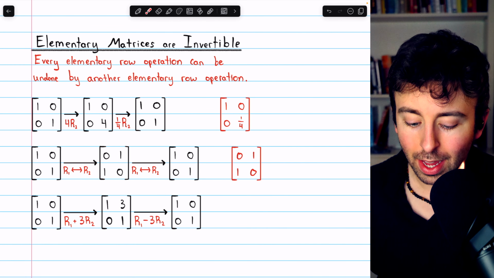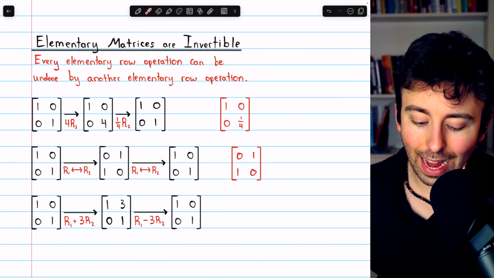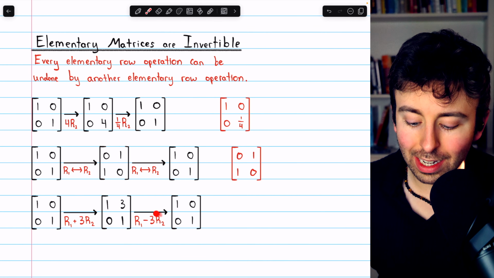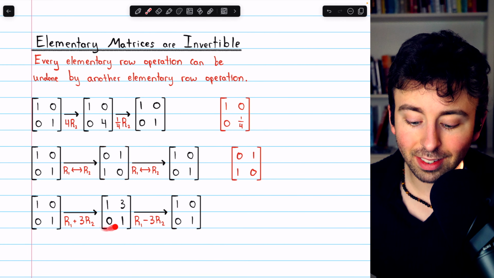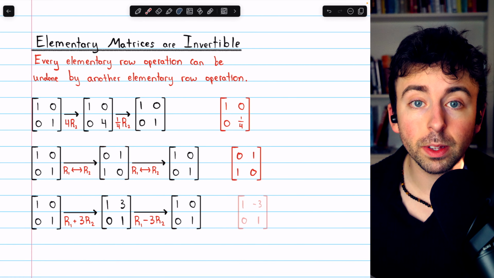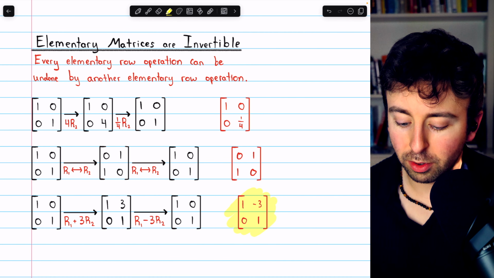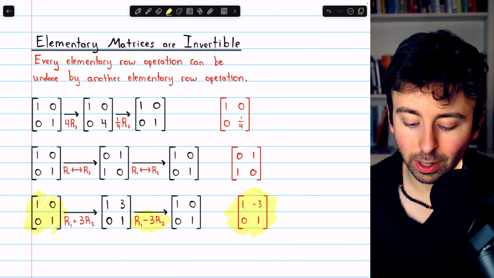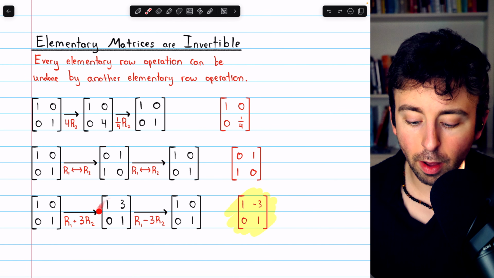One last example. This 2 by 2 identity matrix, we could take 3 copies of row 2 and add it to row 1. But we could easily undo that by subtracting 3 copies of row 2 from row 1. Since this also has a corresponding elementary matrix, this elementary matrix is certainly invertible. This matrix here is the elementary matrix which results from subtracting 3 copies of row 2 from row 1 in the identity matrix. And thus, this elementary matrix is the inverse of this one.